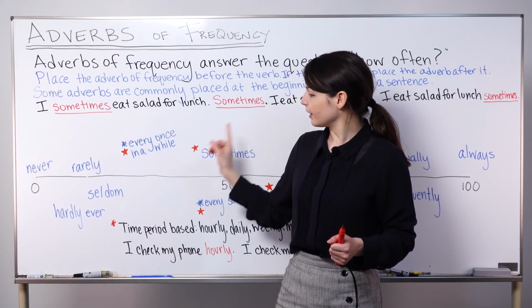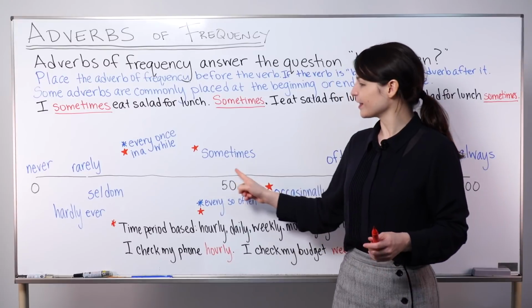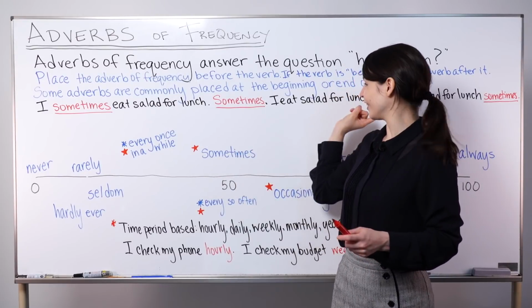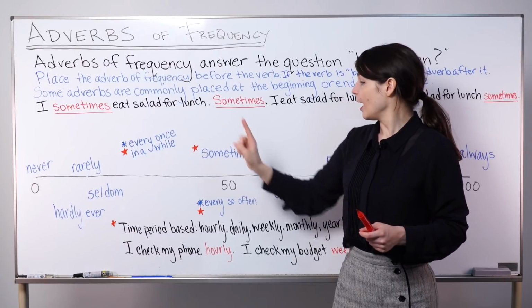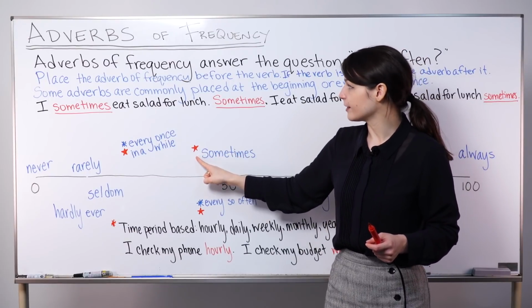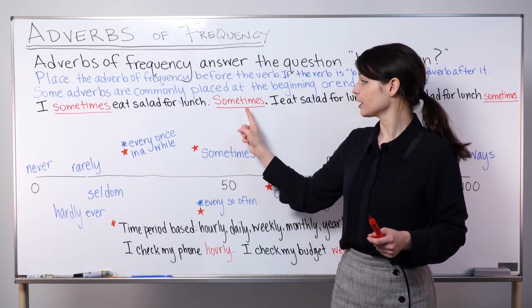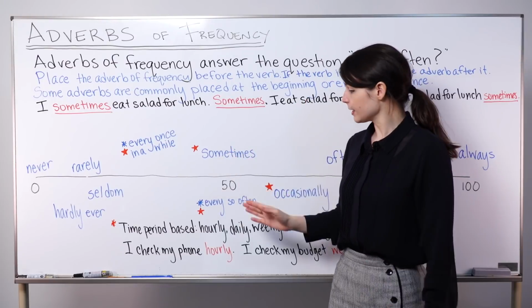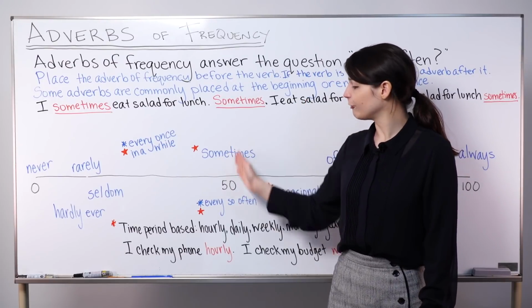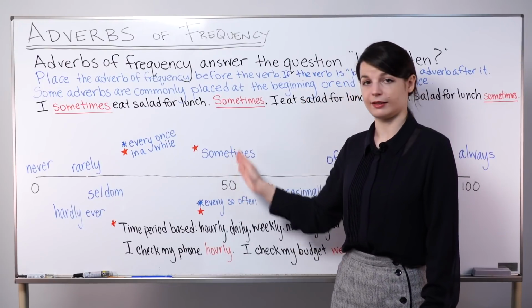Okay, so let's continue to sometimes. So sometimes was in all of my example sentences. And sometimes I've marked with this red star. Sometimes can be used at the beginning or at the end of a sentence. And it's pretty much on the 50 mark here on the scale.